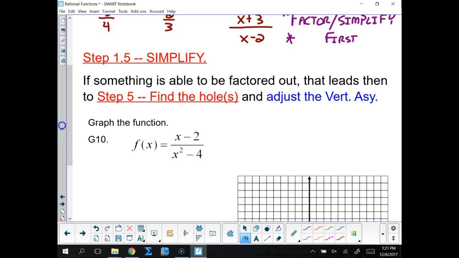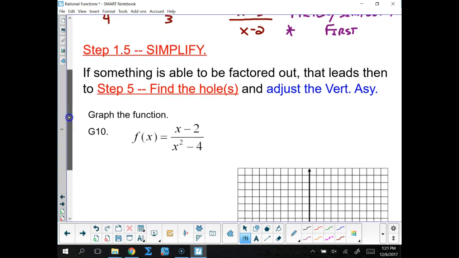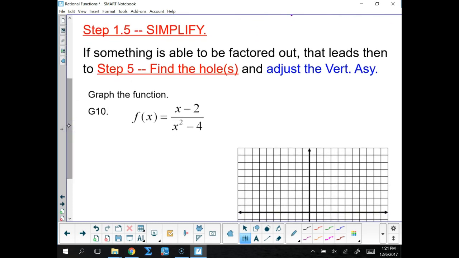So here is example number 10. Now, I will go back to putting the step number with them for this one. Okay? So, step number 1 says what? Find the domain and the vertical asymptote. What is the domain of this function? What are the vertical asymptotes of that function?